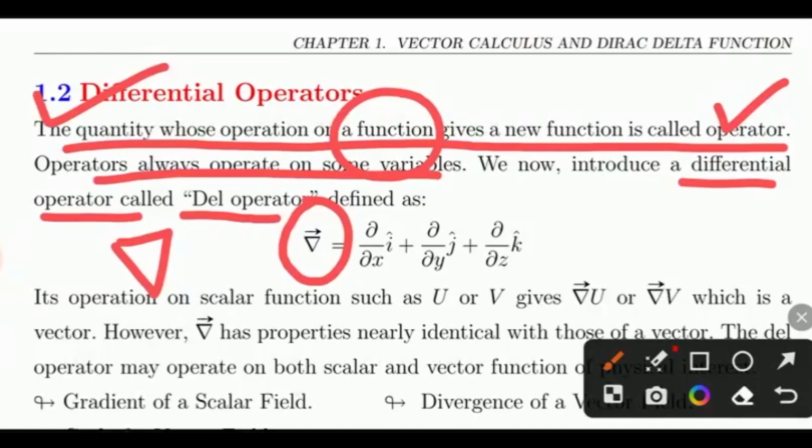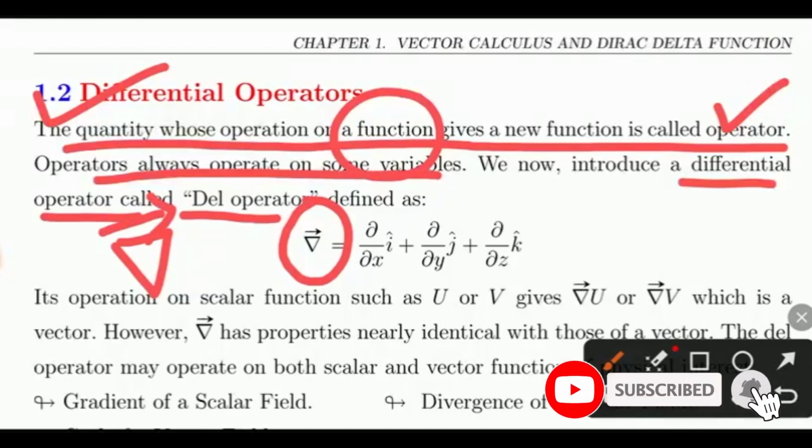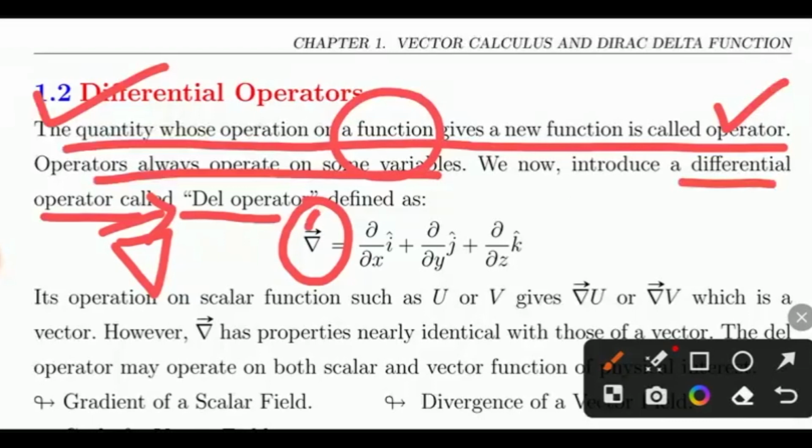That is why you see on that symbol there is an arrowhead, which represents that this del operator has the properties of vectors. On the right hand side, in the Cartesian coordinate system, we can express the value of del as partial over partial x times i plus partial over partial y times j plus partial over partial z times k, where i, j and k represent the x, y and z directions.